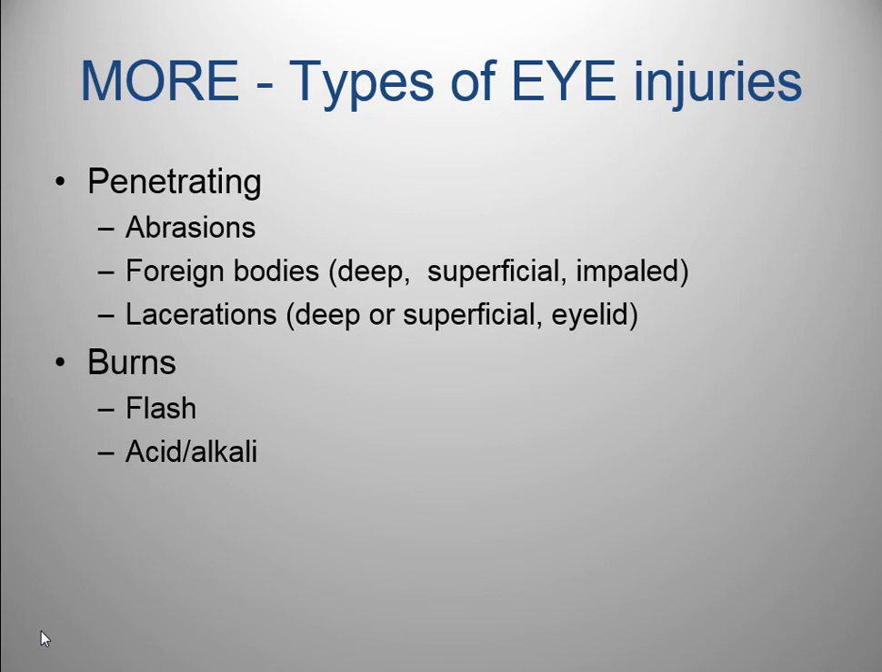Here's some other types of eye injuries. You can have an abrasion. You can have foreign bodies from your eyes getting impaled, lacerations, burns from any kind of acid, or a flash from a really bright light could also cause flashes to the eye, damage to the eye.